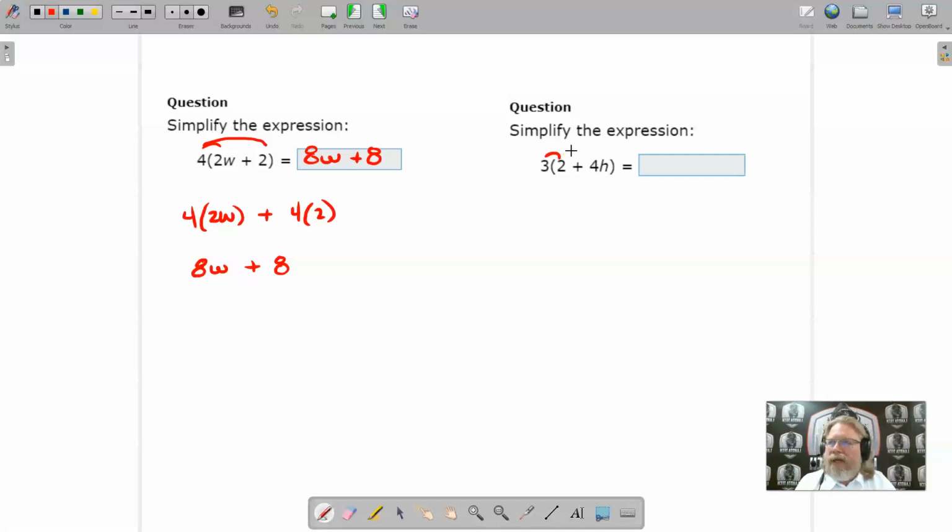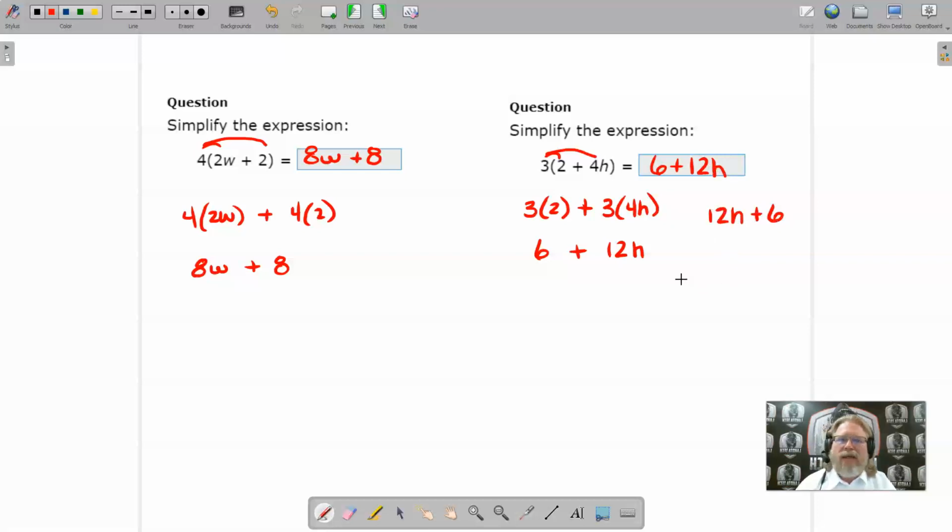Next one, 3 times the 2. It's going to be 3 times 2. Distribute it to the 3 and the value of 2. Now let's distribute the 3 to the 4h. 3 times the 4h. And this is addition between them. So 3 times 2 is 6, and 3 times 4 is 12, and the h goes along for the ride, so we end up with 6 plus 12h. If you really want, you could write it also as 12h plus 6. IXL will accept that as well because it is a true statement because of the commutative property of addition.